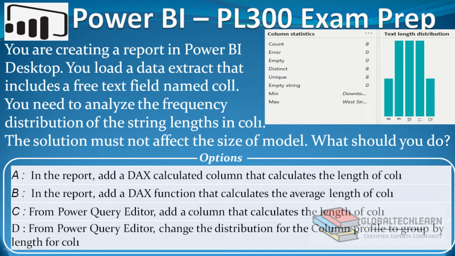We have to analyze the length of the text column in Power BI, and we require this length only for analysis purposes. We don't need this field as a data column to plot in any report. Also we have to make sure that the size of the model does not increase. So we should not add any new column which is not required for reporting purposes. Options A, B and C are all adding a calculated column in the model, which will increase the size of the model. So now let's look at option D, that is from Power Query Editor, change the distribution of the column profile to group by length.